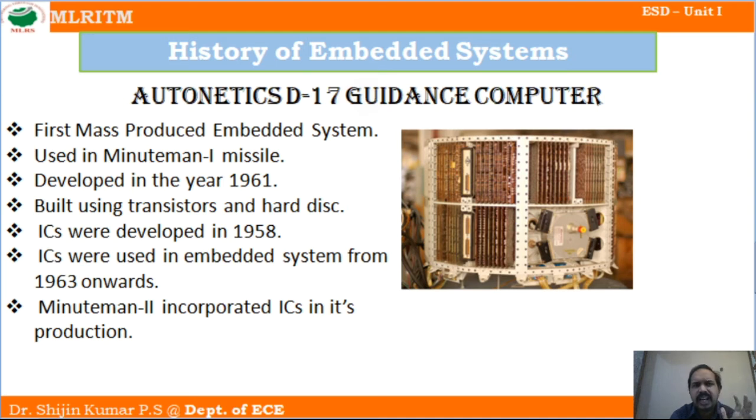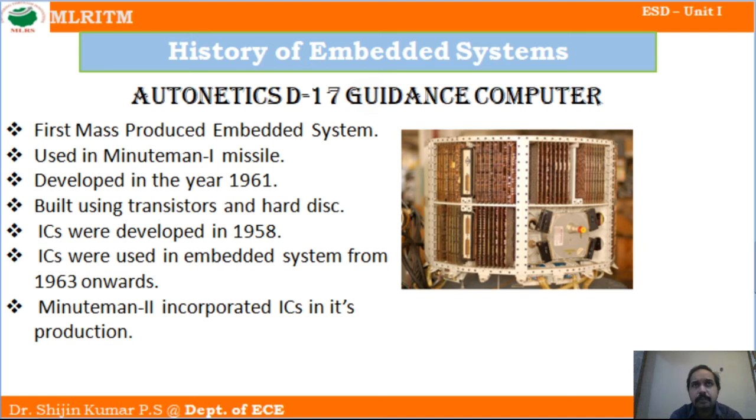In 1958 we invented the IC. But these ICs were not used in this kind of embedded system until 1963 or so. After 1963 only they started using these ICs. But Minuteman 2 incorporated ICs in its production. The next version of the Minuteman missile used ICs for its production. So this is all about the history of embedded systems.